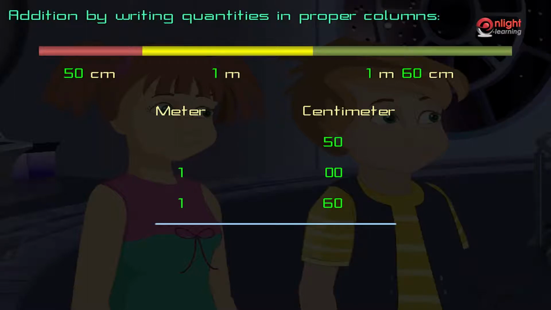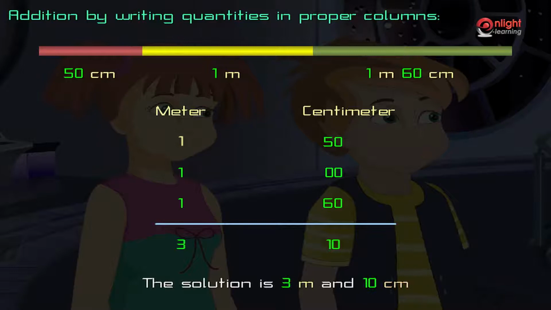After arranging like that, they are then added up like whole numbers, and starting from the right, 50 plus 60 gives 110 centimeters. But 100 centimeters is equal to 1 meter. Hence, 1 is carried to the left and 10 is written below the centimeters column. Now, add all the numbers in the meter column. We get 1 plus 1 plus 1 is equal to 3. Hence, the solution is 3 meters and 10 centimeters.